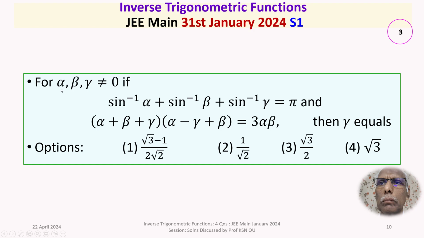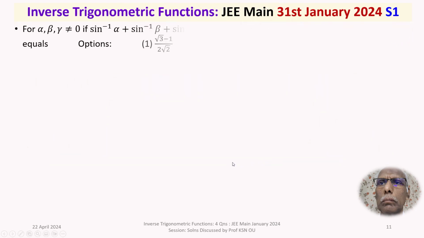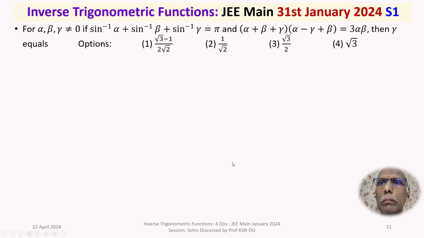We are given alpha beta gamma not equal to 0 and sine inverse alpha plus sine inverse beta plus sine inverse gamma is equal to pi, and you are also given alpha plus beta plus gamma multiplied by alpha minus gamma plus beta is equal to 3 alpha beta, then required to find the value of gamma. Let's now discuss the solution of the problem in detail.